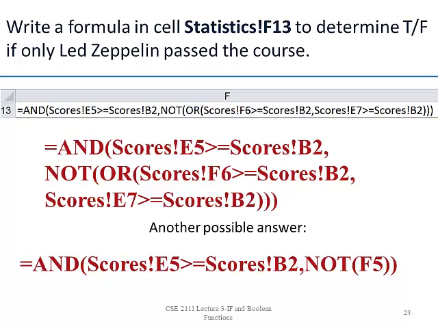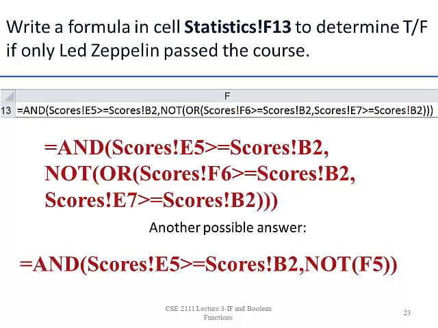So the first argument in the and function checks to see if he passed the course. If he did, we want to make sure that no one else did, and that's what the not or is doing. So if he passed the course and anyone else did, then the statement is false because he is not the only one who passed the course. But if he did pass the course and everyone else did not, the statement will evaluate to true.